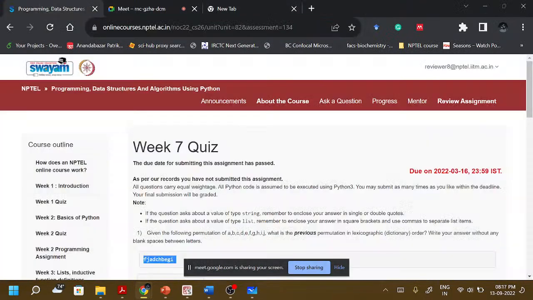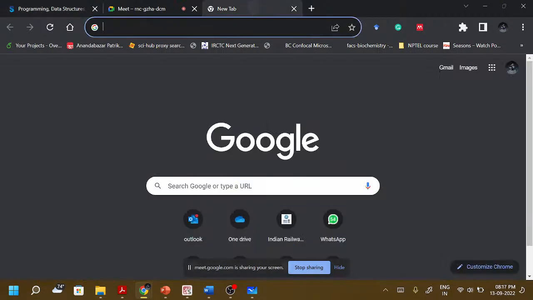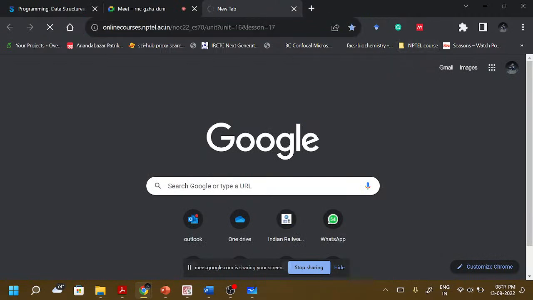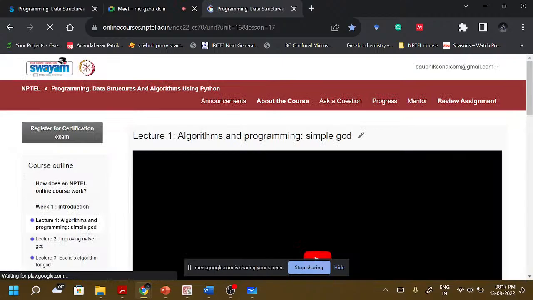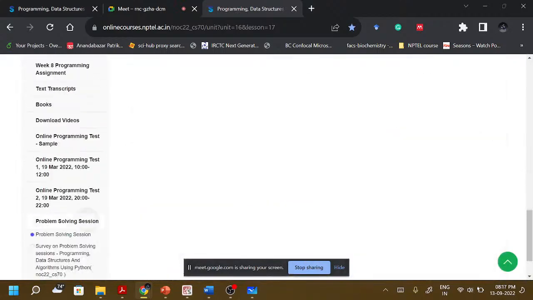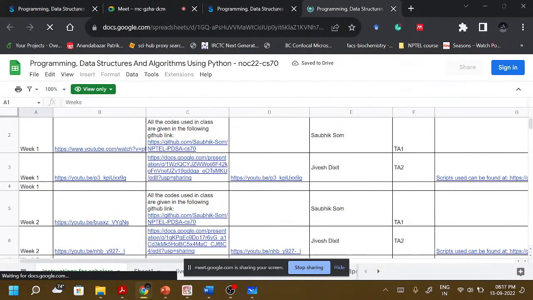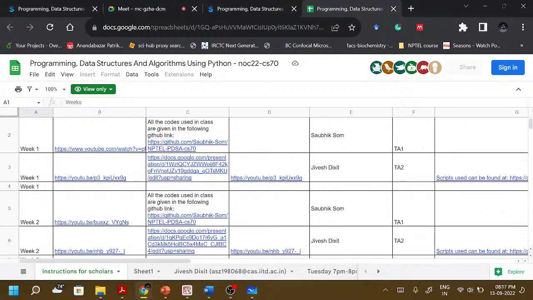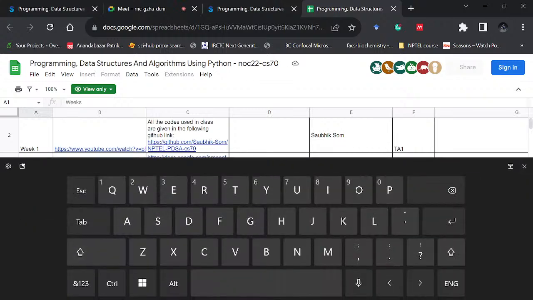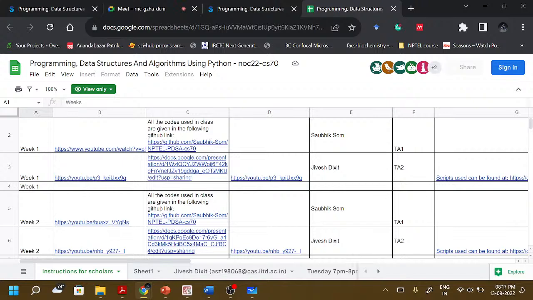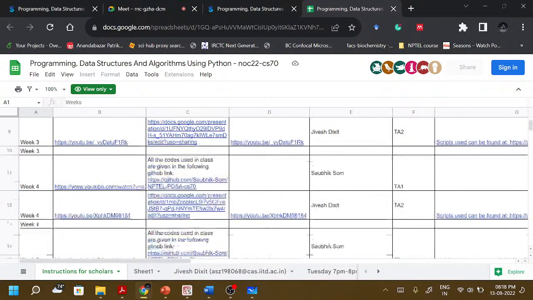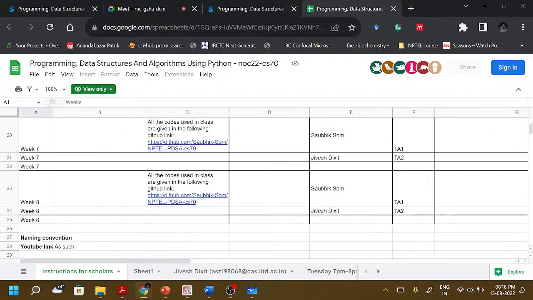If you go here, down, problem solving sessions. See, I am viewing it not with my account. Yeah, so instructions for scholars is the sheet, right? There are Jivesh Dikshit's sheet and instructions for scholars. Week 1 Shobik Shom tier 1, week 1 of Jivesh Dikshit, week 2 of my course, week 3 of my session. Like that you will have till week 7 of the course.